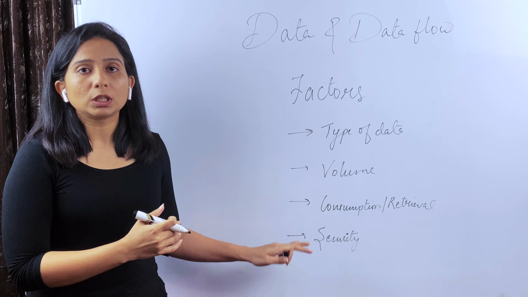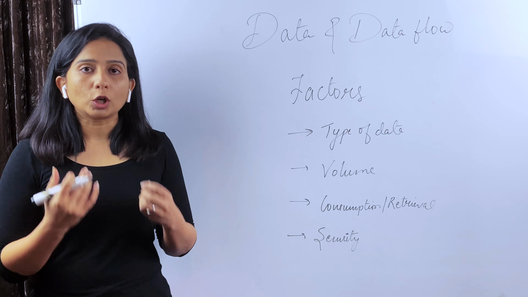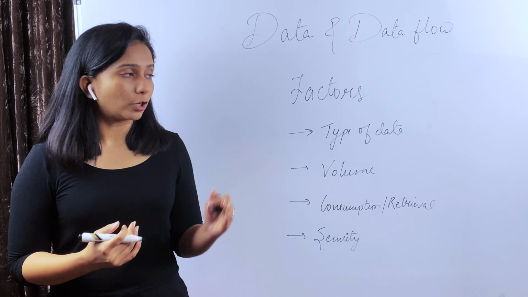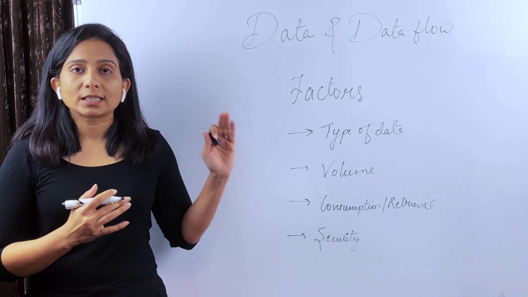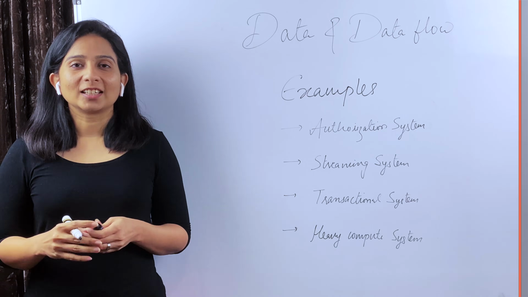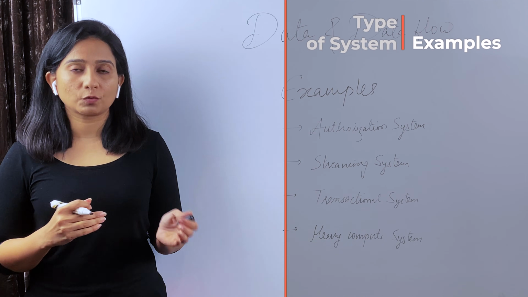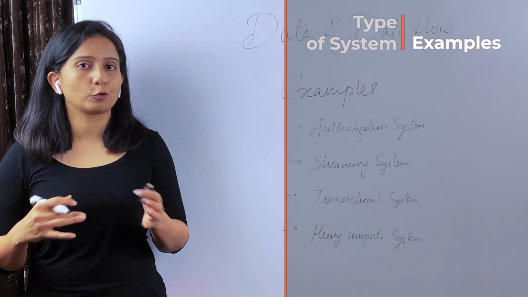So depending on these factors, you will be able to make an informed decision on what kind of technology you have to use in order to build a system that supports a certain volume and certain requirements for data. Now let's talk about some examples of different systems which have different data and data flow requirements.